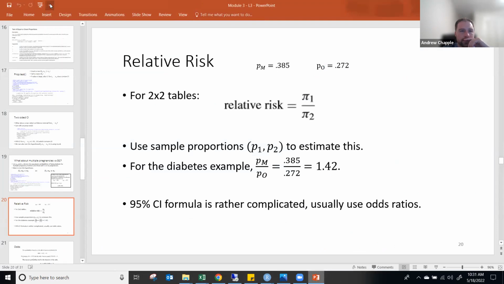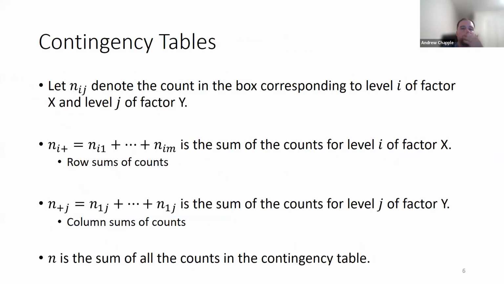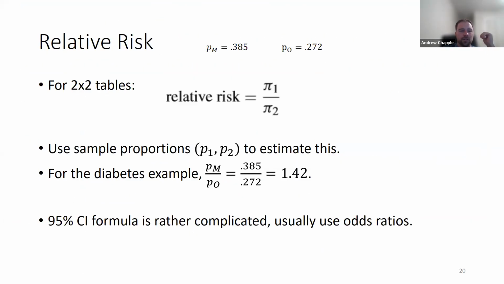So let's see, can I go back to this slide? Some other things you might be interested in are relative risk. Relative risk is just the 2 probabilities divided by each other instead of a difference. So for the diabetes example here, it'd be 0.385 over 0.272. That's 1.42. Interpreted, that says the risk of having diabetes conditional on 2 or more pregnancies is 1.42 times higher than the risk conditional on 0 or 1 pregnancy.